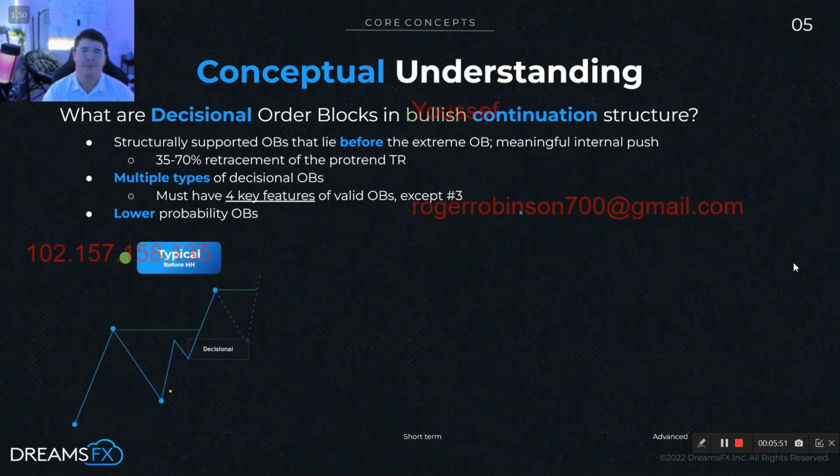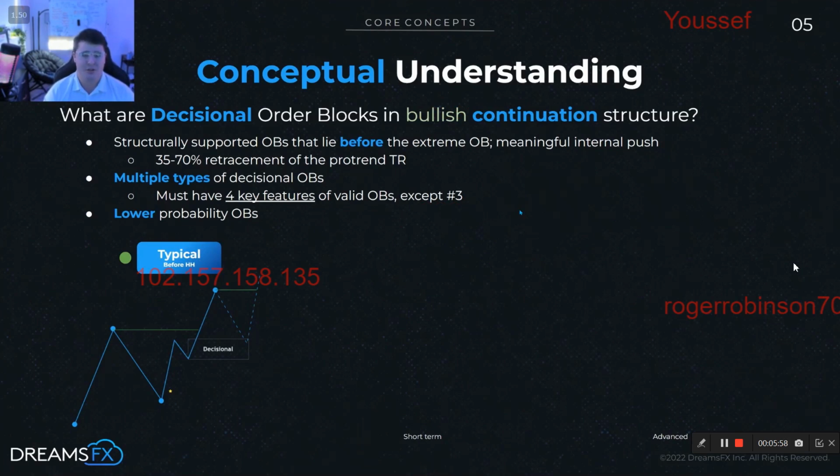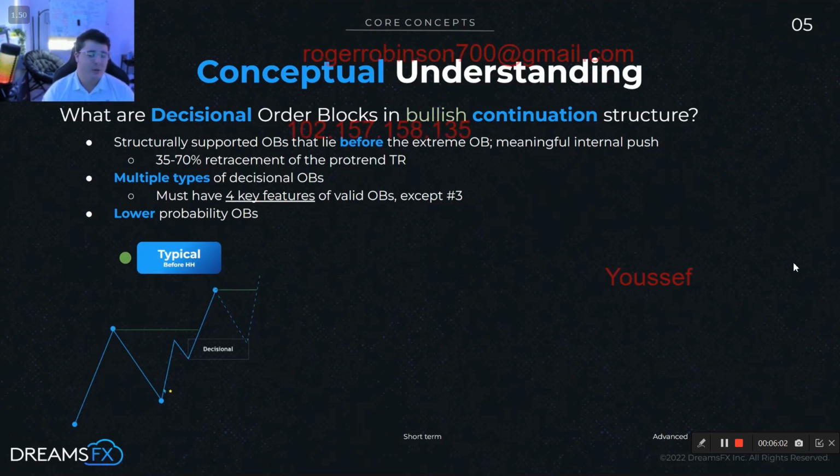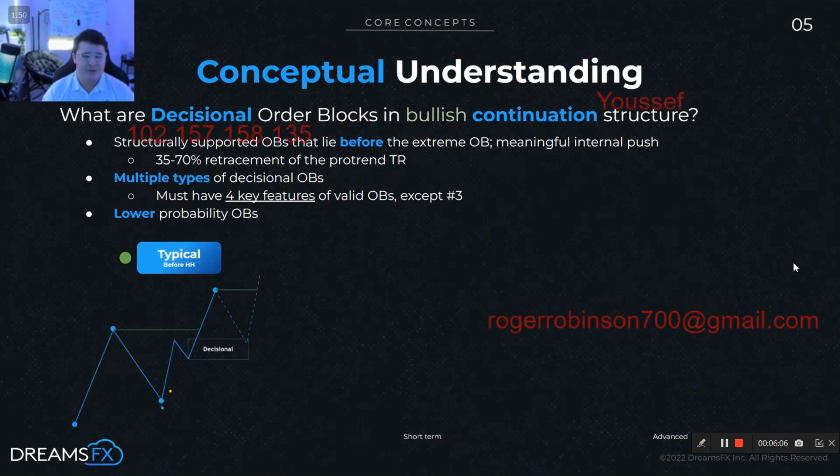So the first type of decisional is our typical decisional, what we traditionally want to see. In a bullish trend, they occur before new higher high structure is made. So if we're bullish and we see that we have a higher low that makes a higher high, we know that an extreme order block is going to be lying somewhere down here. And this ends up being that 75 to 99.9% retracement of our bullish trading range.